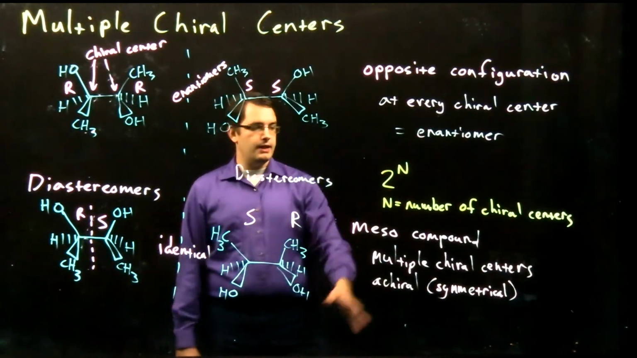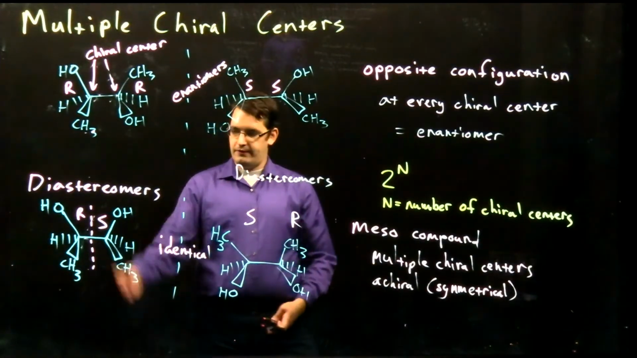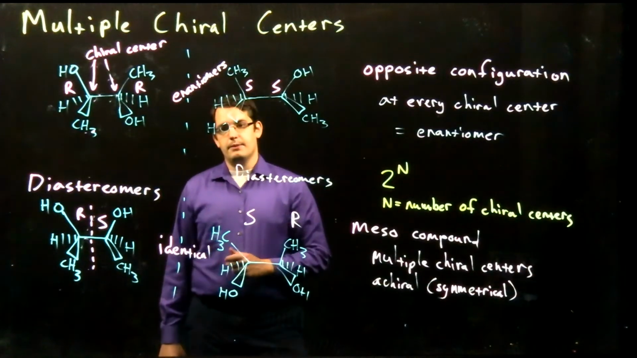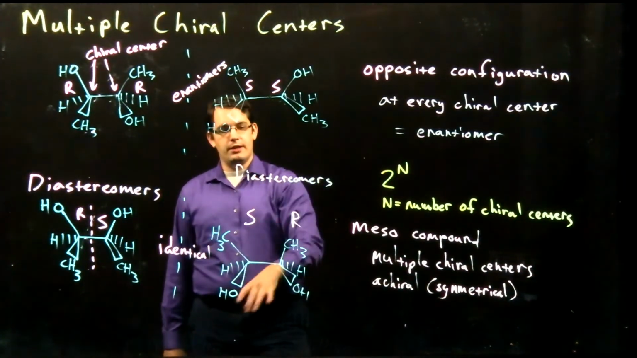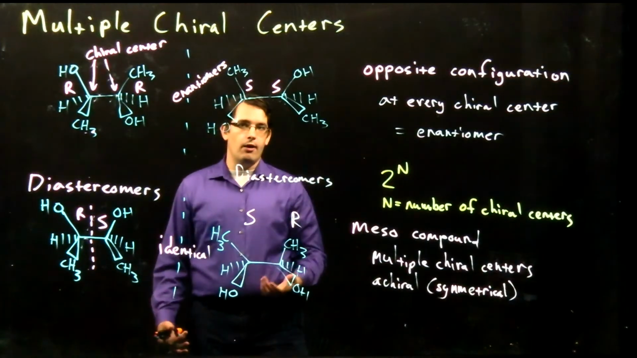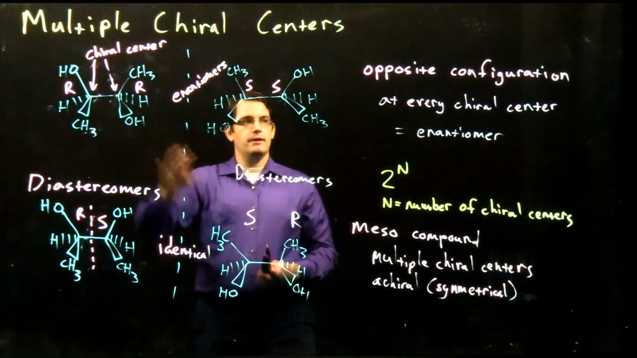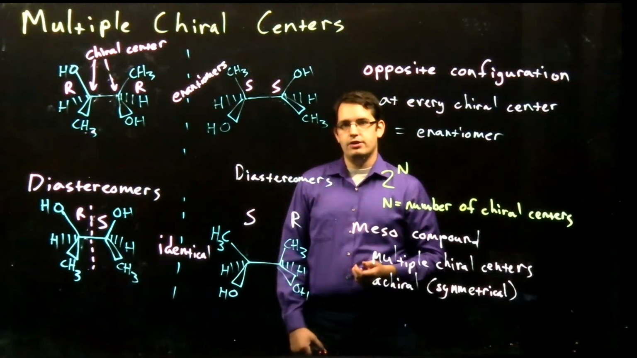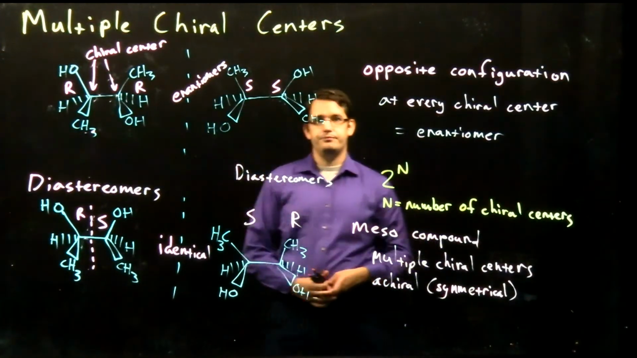Some of those might be identical if we have meso compounds with some amount of symmetry that makes some of our enantiomers identical. So we get unique diastereomers when we change one or more, but not all of our chiral centers, and we can get our enantiomers when we flip our configurations to get the opposite configuration at each of our chiral centers.